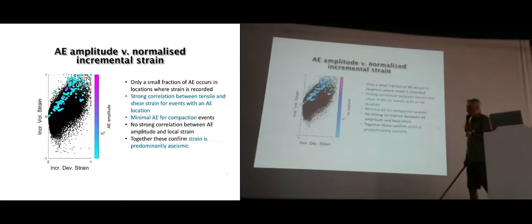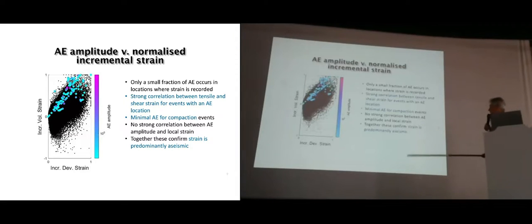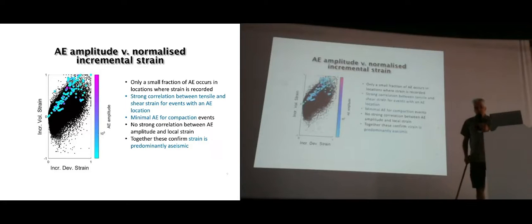It's more of a quasi-static process, unless you've got very porous material and you see sort of bridge collapse and features like that. There's no strong correlation between acoustic emission amplitude and local strain. And together, these confirm that the strain is predominantly aseismic. So there's a lot going on that we're not recording with acoustic emissions. And that's maybe something to bear in mind when we're looking at the Earth too.